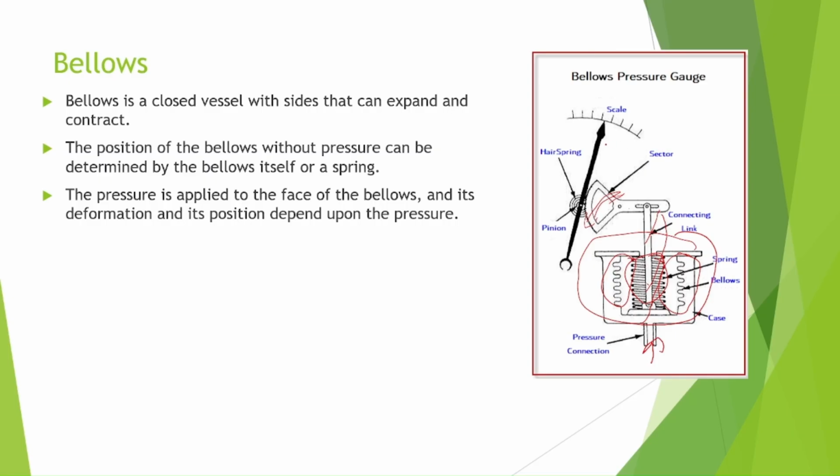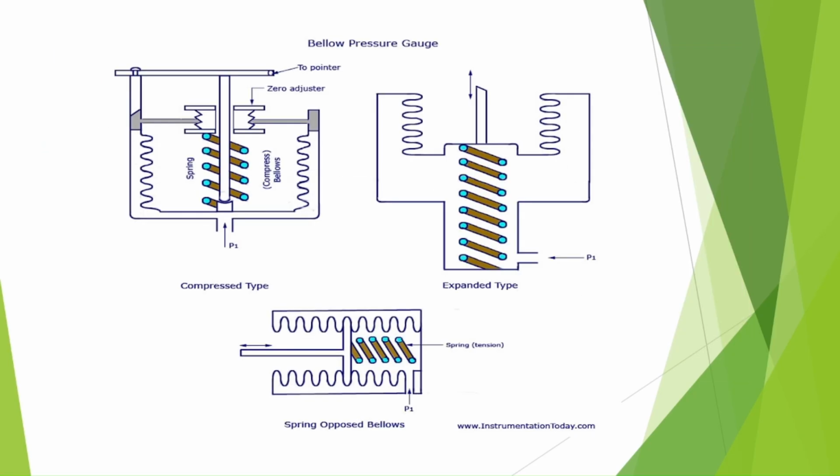So based on the movement, the needle will move on the scale. That will be the direct measure of the pressure applied. So here the pressure is applied, and this will be measured on the scale directly. So that is the explanation given: the pressure is applied to the face of the bellows, and it deforms, and its deformation and its position depend on the pressure.